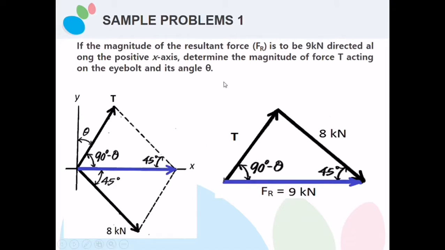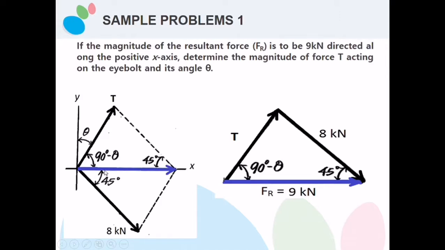Okay, so our first target, so this is the T, the force T. This is the total, I mean the resultant force, 90 kilonewton, and then the 8 kilonewton, the given force. So this is the 45 degrees. Okay, so why do we have here 45 degrees?